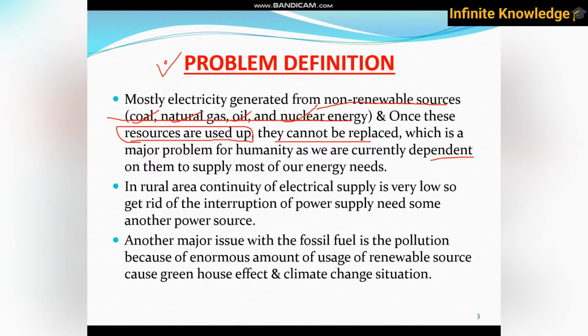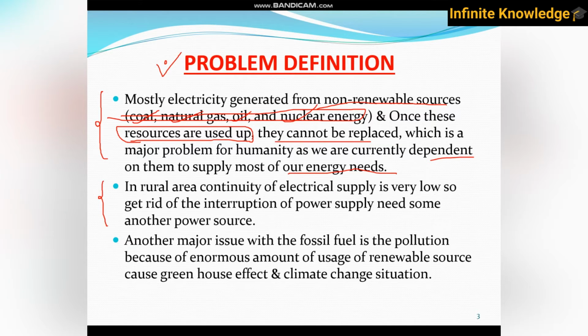We are currently in India dependent on these sources, and they will be used up soon. Actually, we have been learning this point since our school days. We learned this topic most of the time. So what is the second one?